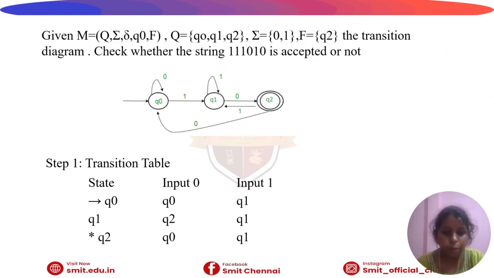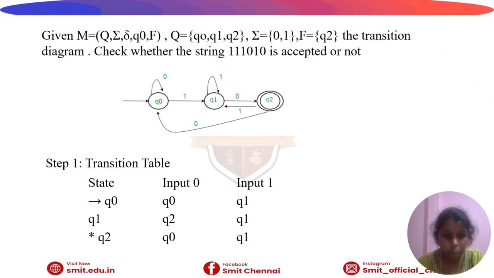Now we are going to see an example problem for a DFA to know whether a string is accepted or not. In the question they have given M equal to Q, sigma, delta, q naught, F. As I said earlier, this is the definition of a DFA. Here Q is the set of states. We have three states, q0, q1, q2, the inputs are 0 and 1, the initial state is q0 and the final state is q2.